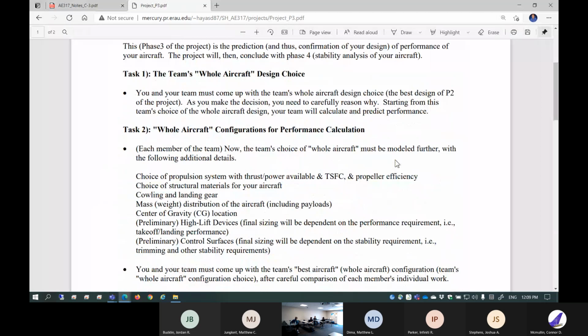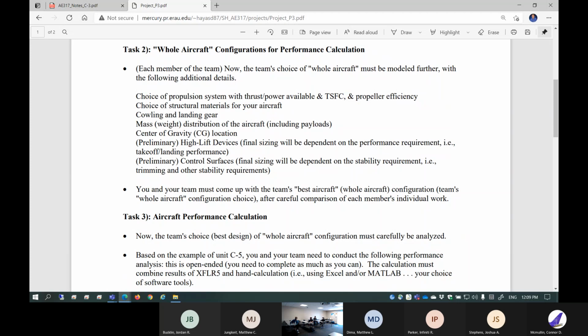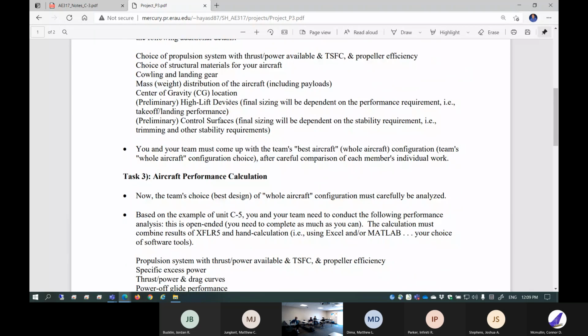So for the airplane, you're going to choose your best airplane configuration out of your team's each individual's design. Then you're going to basically integrate the propulsion system and structural material that gives you the overall weight of your airplane. And then the center of gravity location needs to be computed. And also you're going to put the cowling, landing gear, other modifications, and then weight distribution. You can do that in X-Flyer 5. High lift devices, well, of course, flaps and then control surfaces come into play. If you want to modify the wingtip, you can do that too, right?